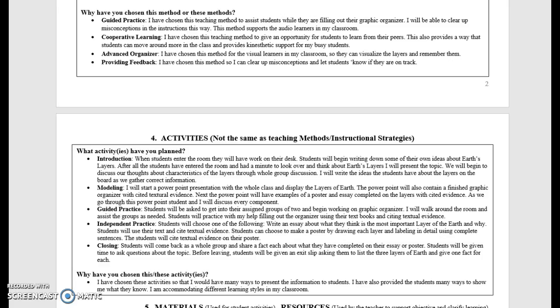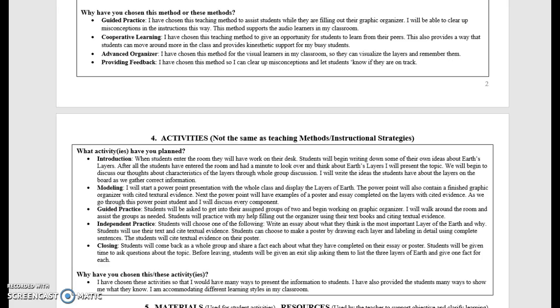Closing. Students will come back as a group and share a fact each about what they have completed on their essay or poster. Students will be given time to ask questions about the topic. Before leaving, students will be given an exit slip asking them to list the 3 layers of Earth and give 1 fact for each.